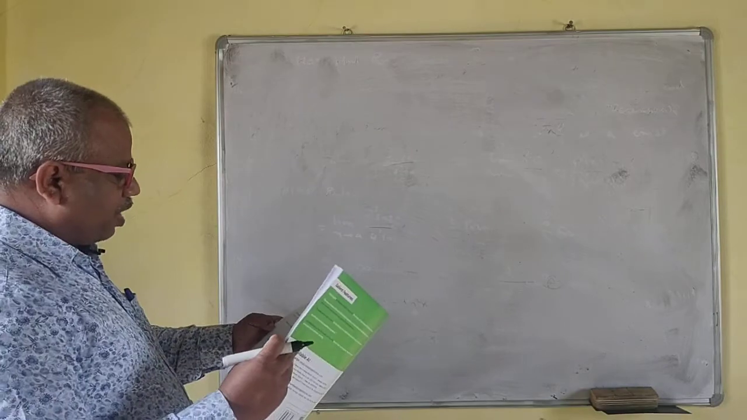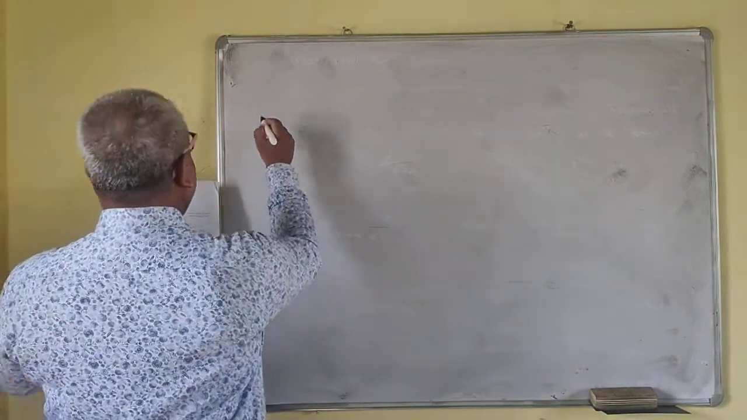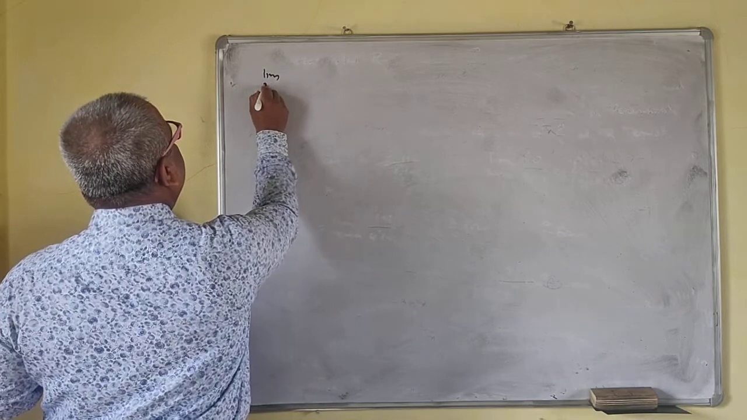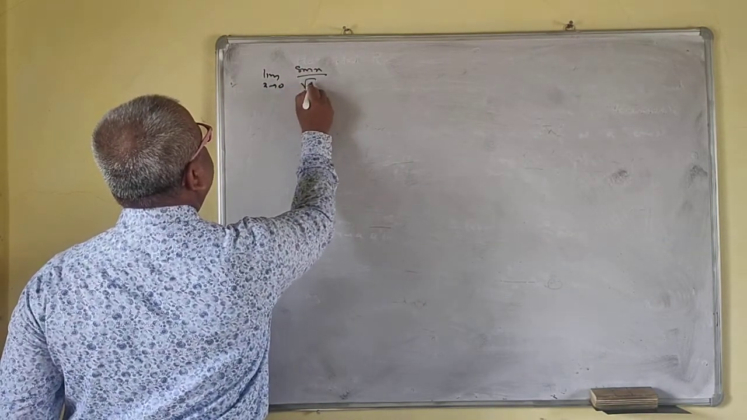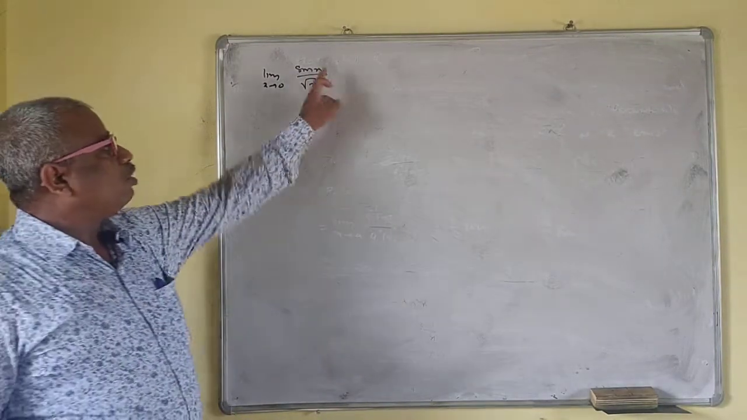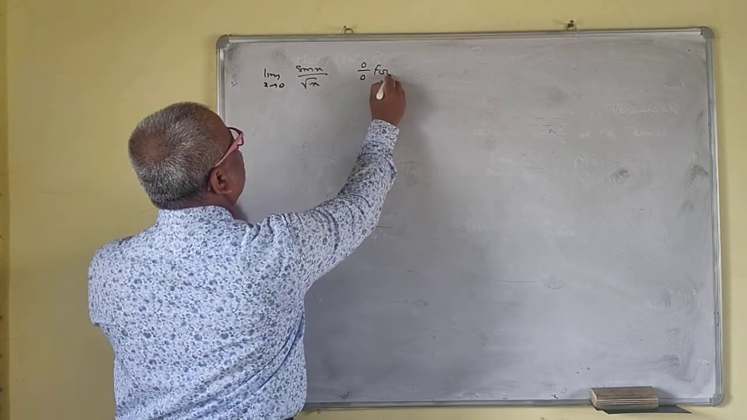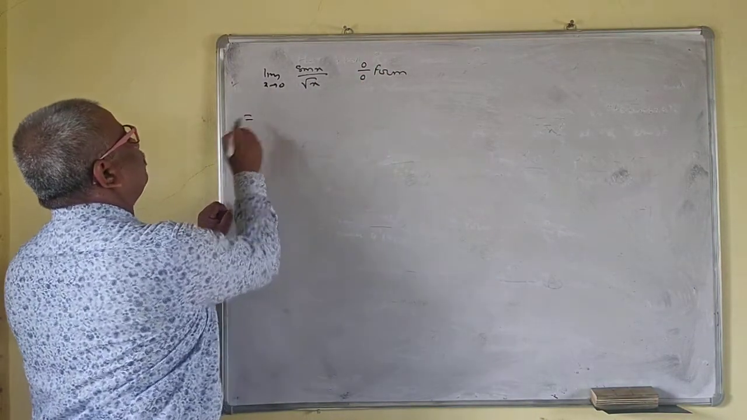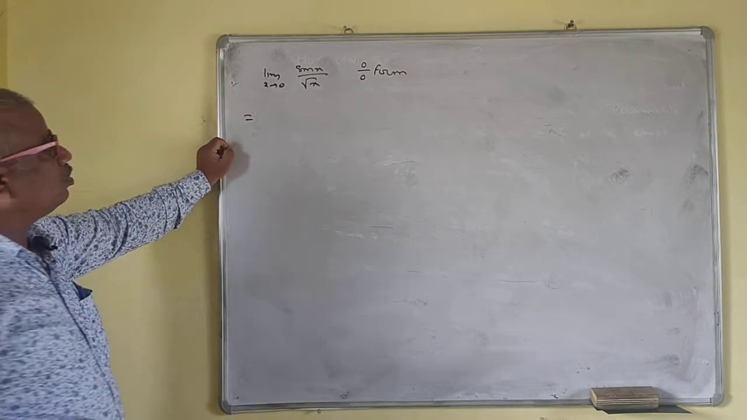Okay, we'll take an example. Suppose you want to evaluate the limit as x tends to 0 of sin x upon root x. Solution: this is 0 by 0 form. If you put x equal to 0, your numerator is 0 and your denominator is also 0. So what do you have to do?